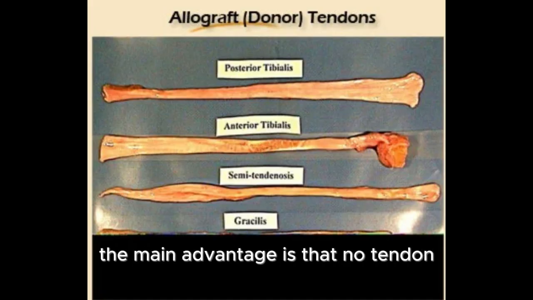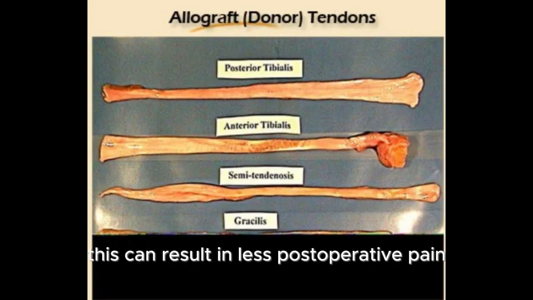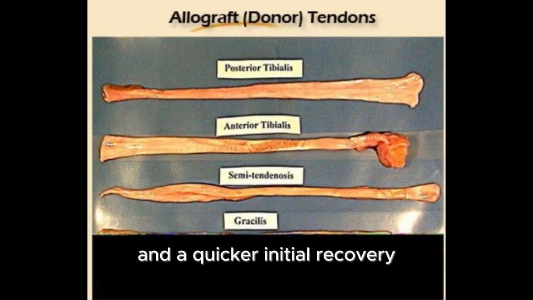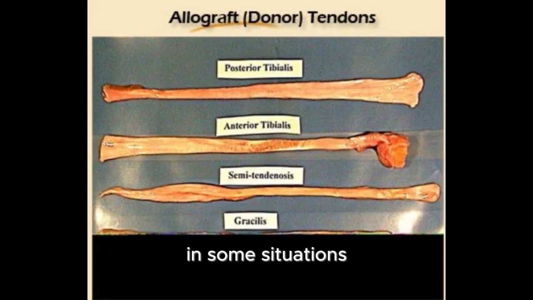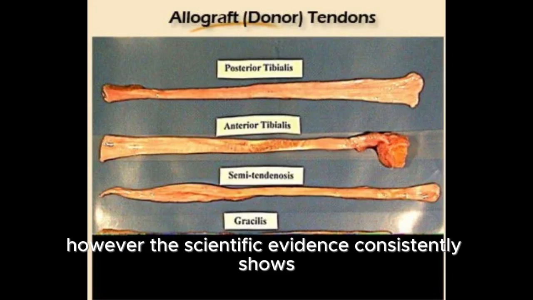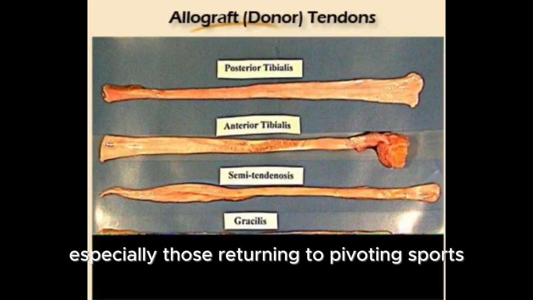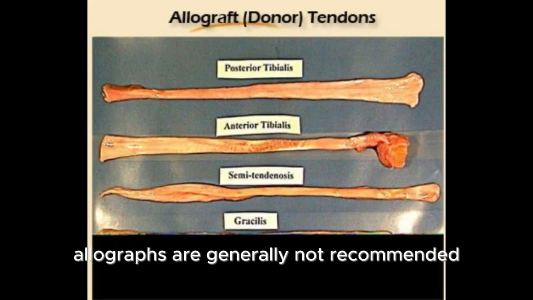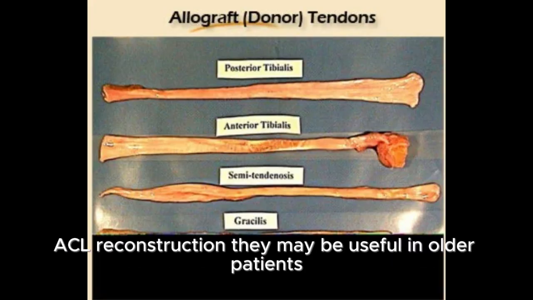The main advantage is that no tendon needs to be harvested from your knee. This can result in less postoperative pain and a quicker initial recovery. Surgery can also be technically simpler in some situations. However, the scientific evidence consistently shows higher failure rates in young active patients, especially those returning to pivoting sports. For this reason, allografts are generally not recommended for young athletes undergoing primary ACL reconstruction.